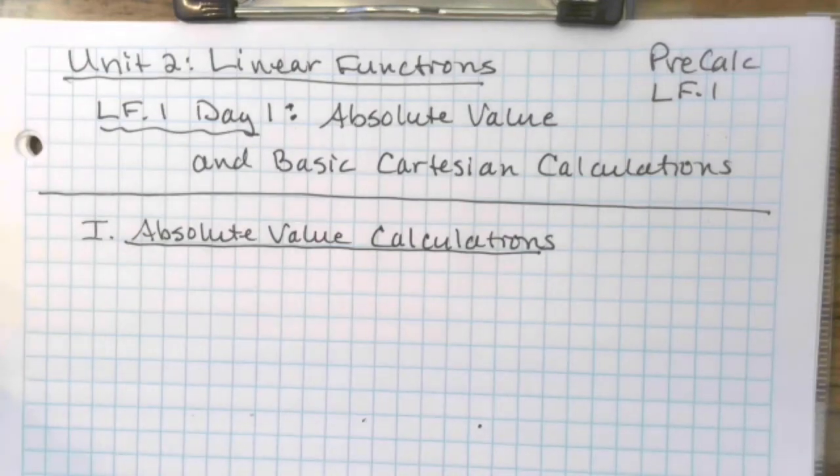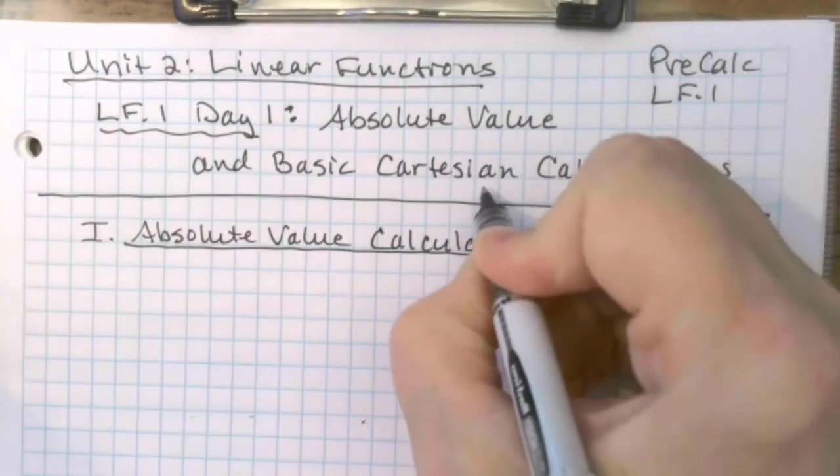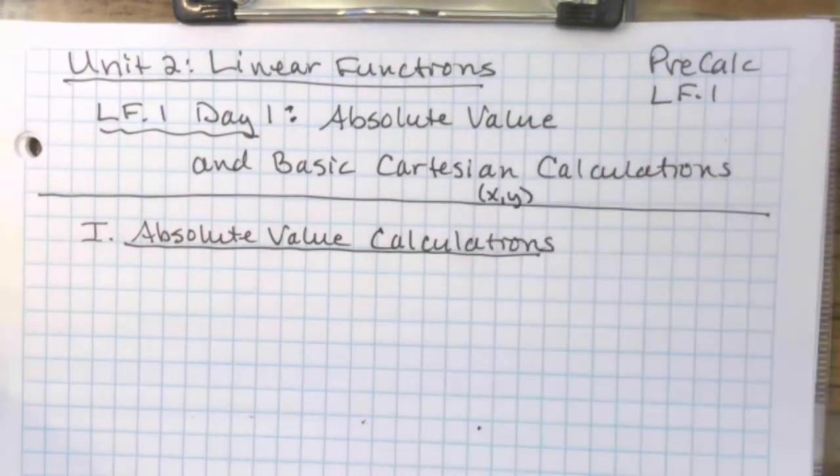Good afternoon. Today we're going to be doing the first day of Unit 2. Unit 2 for pre-calculus is linear functions. And the first day we're going to concentrate on absolute value calculations and properties, and then basic Cartesian calculations. And of course, Cartesian means in an XY plane. So let's start with absolute value.